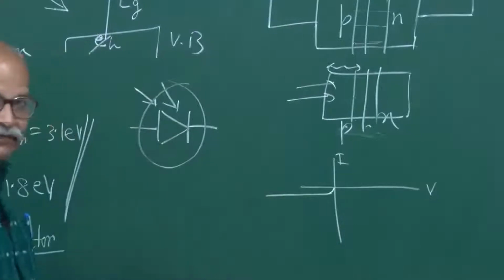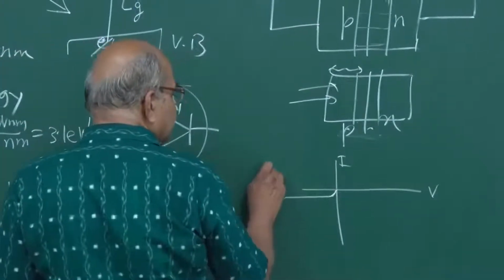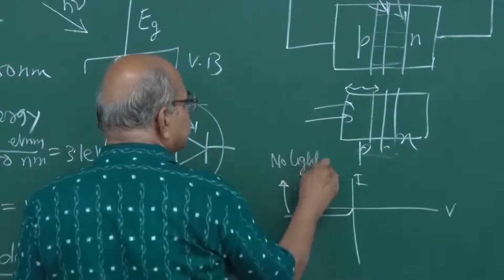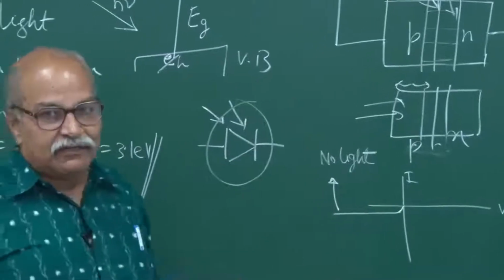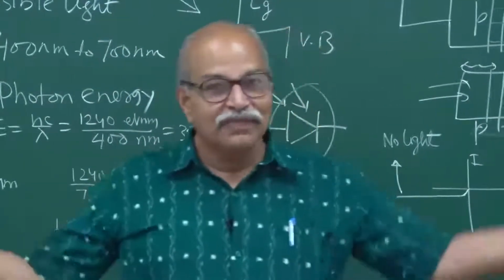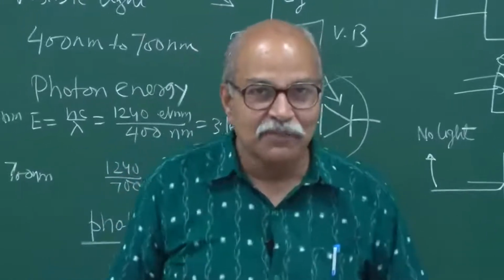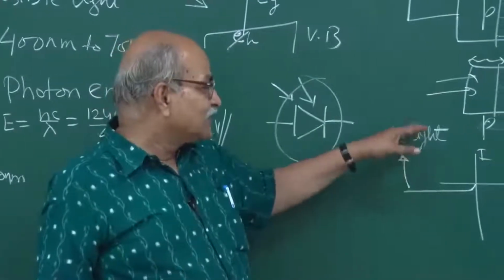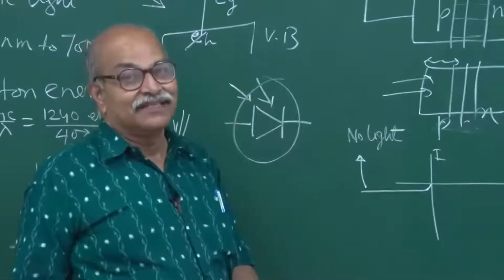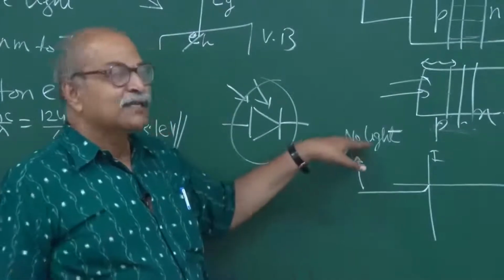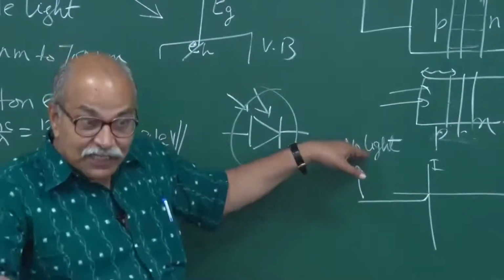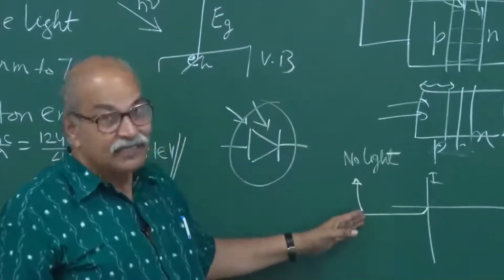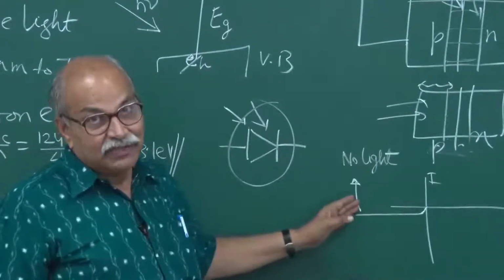Okay? When no light falls, no light absorption, zero intensity. Of course, if you are doing the experiment in a room, light will be there, otherwise you will not be able to do the experiment. So, that background light is also there. When I say no light, I mean intentionally I do not put any light. If any light is there, it is a background. But even if there is no light, this reverse saturation current is always there in a diode, and that will be here.